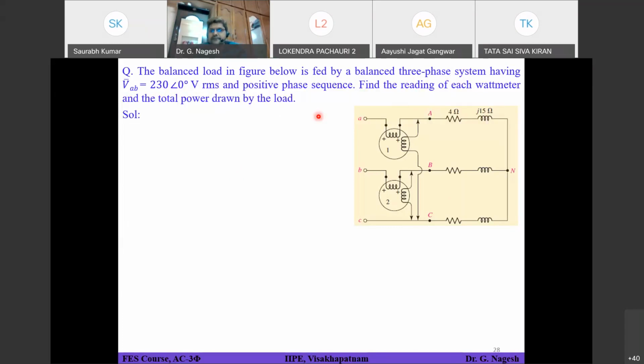So if you see here, wattmeters are connected in line A and line B, and line C is considered as the common terminal for the potential coils. Now try to write the P1 expression in terms of voltage, current and phase angles, and then calculate the value of P1. Try to do that.